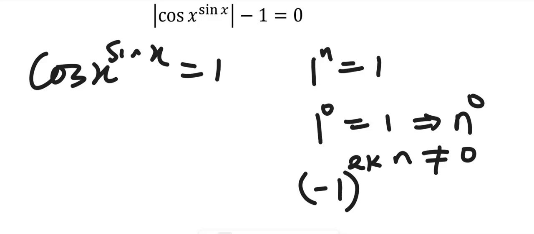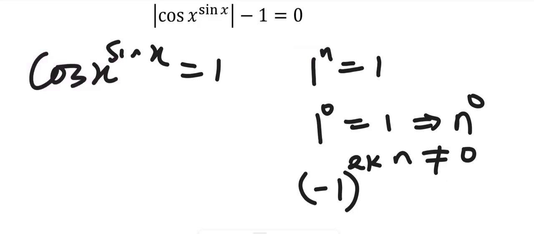K can be a positive integer, k can be a negative integer. You still get 1, so far as the power is even. The power must be even for this base to be negative 1. So I'll pick the conditions one by one. The first one, I said the base should be equal to 1, irrespective of what the power is.